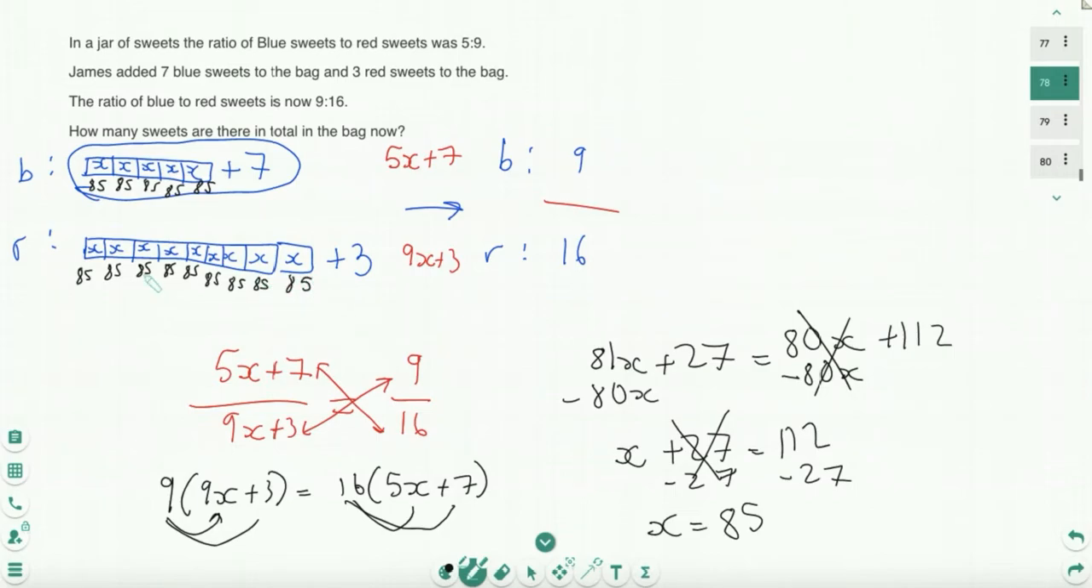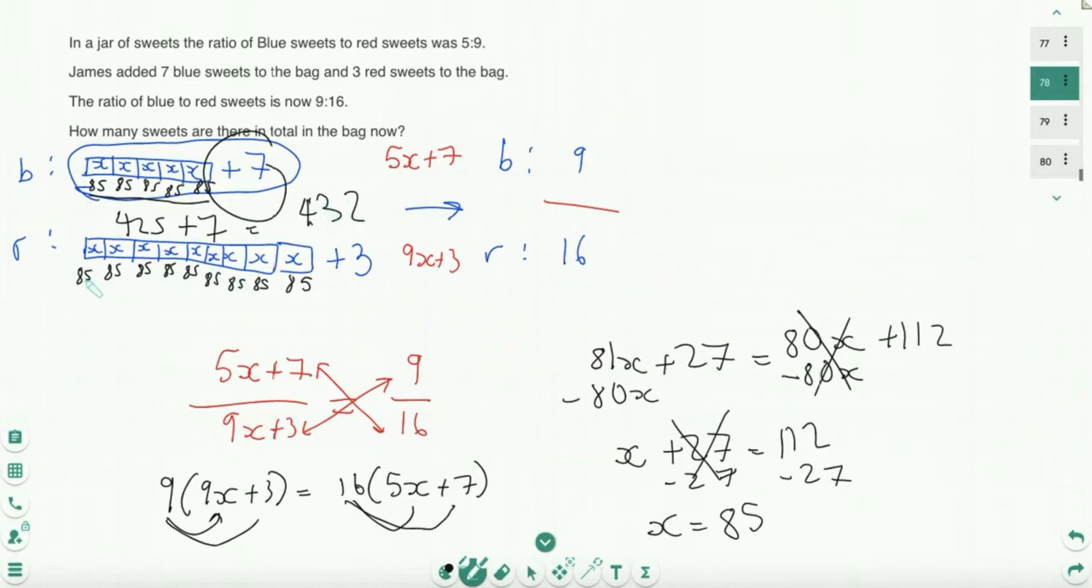And then the question is, how many sweets are there in total in the bag now? So for the blue sweets, there's going to be 85 times 5. And we added 7 more. So 85 times 5 is 425. And we added 7 more sweets, so we add 7 to that. So it's going to be 432.